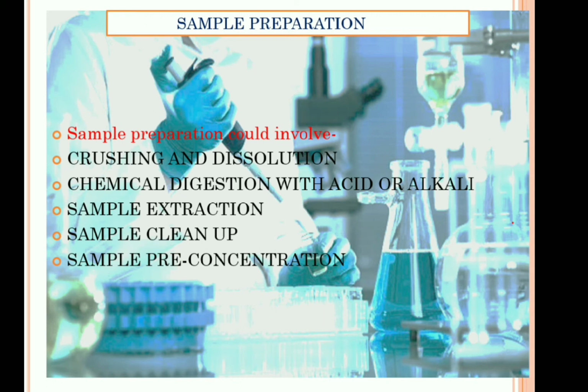Then sample extraction is there, meaning the sample from which we wanted to separate our desired component should be free from the unwanted material which we do not want in our sample. Then sample cleanup is the further step: when the sample is extracted, the other unwanted materials which are left are cleaned up. Then pre-concentration, this sample pre-concentration is a very important step.